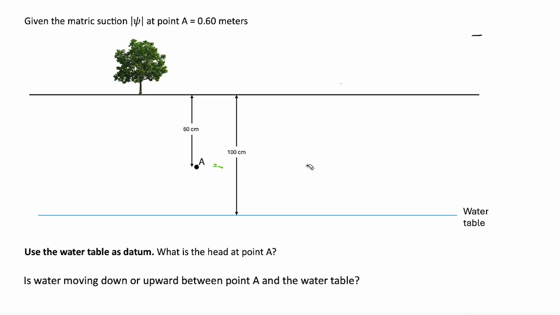Okay, let us now assume, instead of having the water table as datum, let's make the datum the surface of the ground. So here is now my new datum. This red line, this is datum. And we're going to solve the exact same problem using a different choice of datum. And we better get exactly the same answer. So once again, we'll just do it more quickly here.